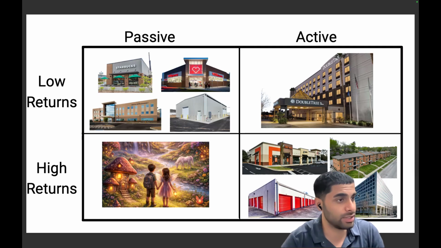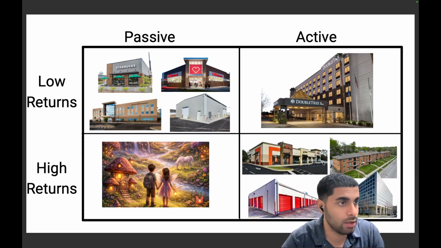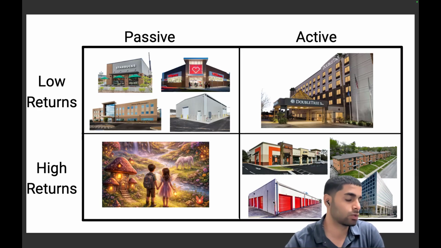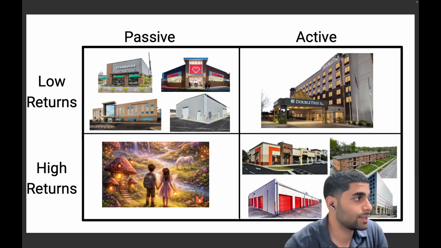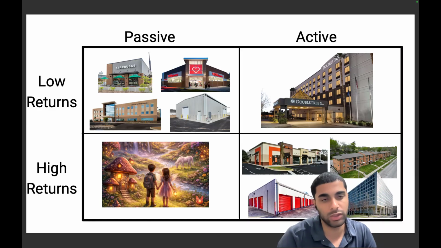Now, lastly, and this is the box I live in personally, is active with high returns. These properties tend to be multi-tenant retail, apartment buildings, office buildings, believe it or not. Office buildings, there is opportunity in the office space, contrary to what you hear all over the news. And then other things like multi-tenant industrial, self-storage, mobile home parks. Those are all examples of active investments that offer high returns. So these are the two major quadrants, passive and low returns and active and high returns. And you've got to figure out which one of these you want to be in.